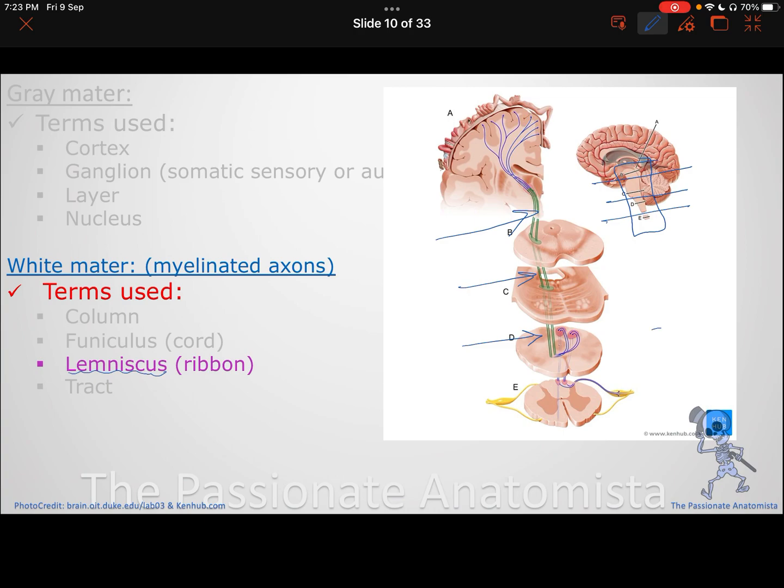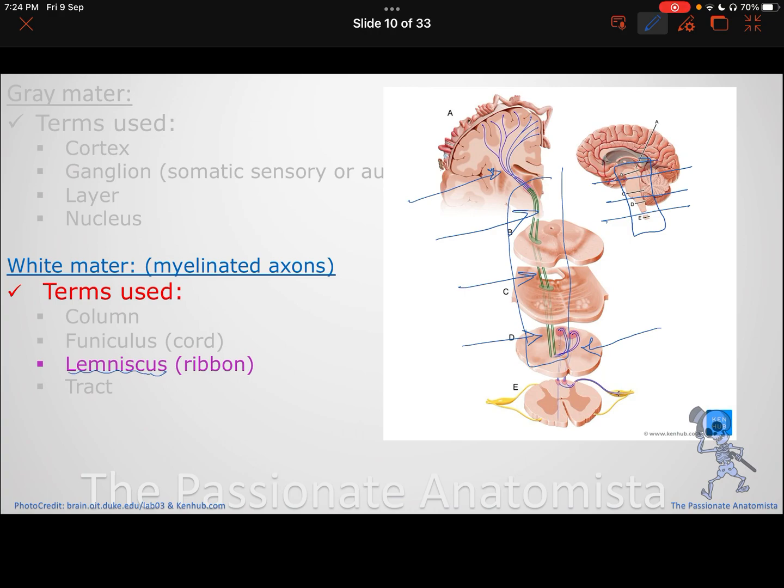Look at this. You can see that the same pathway was blue, and then it came back to blue, but here it was green. This is just because we want you to know that the same tract is going to change its name in the brainstem into lemniscus. The same tract has a different name down in the spinal cord and a different name up in the brain, but it's just the same tract.